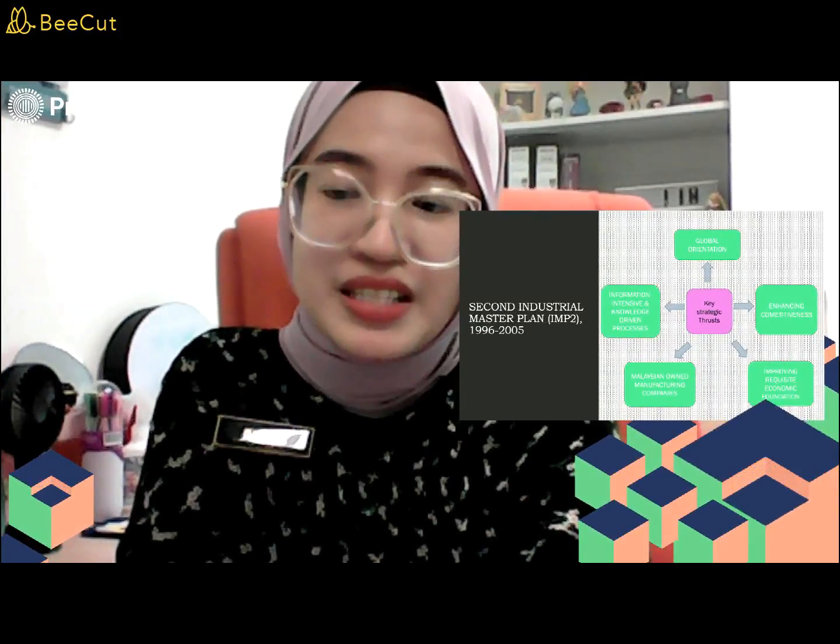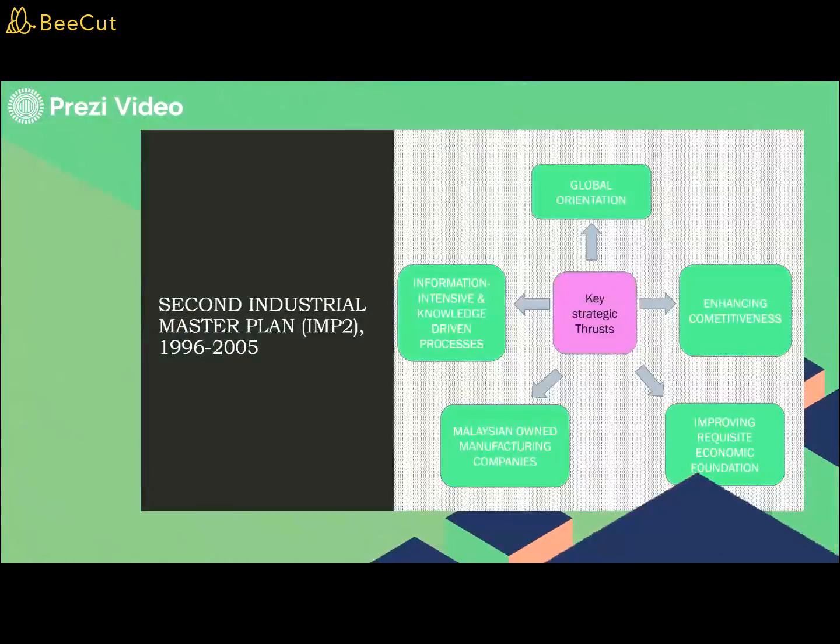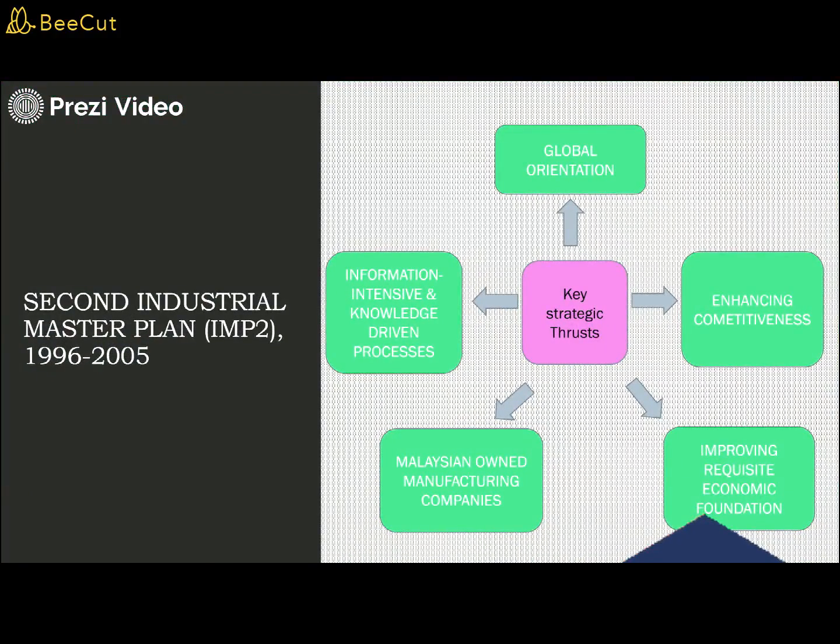So now let's take a look at the key strategic thrust in the IMP2. I'm going to briefly explain to you guys what the strategic thrusts are. The first would be the global orientation. Through this policy element, manufacturers are encouraged to engage in the global economy through all stages of production. The design could be made in the United States. Parts and components could be obtained from Indonesia. The assembly could be done in Malaysia. And finally, the finished or semi-finished goods could be exported to China. So this multinational feature of manufacturing processes along the supply chain is what IMP2 intends to galvanize among Malaysian industrial firms.